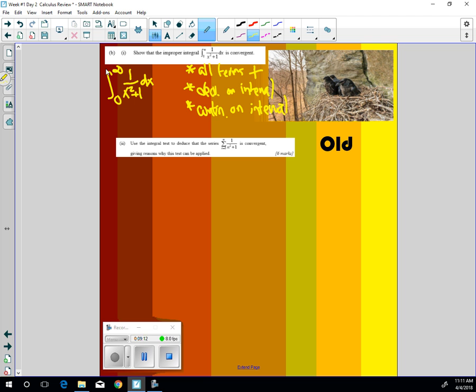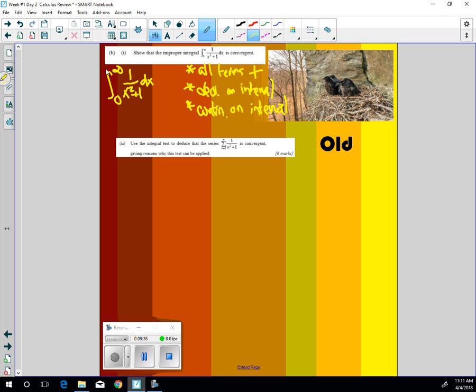But yeah, just the integral test, you have to have these three, and each of these will be worth a mark. All terms positive, decreasing on the interval, continuous on the interval. For the ratio test, all you need is this top one. Now if we take this integral and we get an answer, it's convergent.